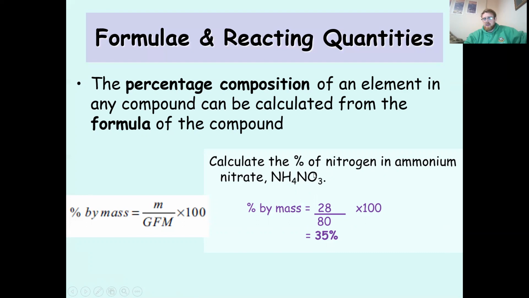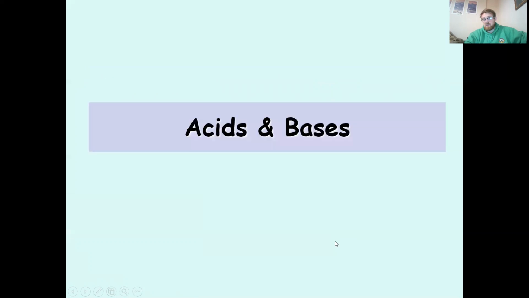Calculating the mass of nitrogen, remember there's 2 nitrogens, there's one here and one here, so therefore the mass will be 28, not 14. And the full GFM is 80, so it becomes 28 divided by 80 times 100 gives you 35%. Okay, that was a lot of information in a very short amount of time.